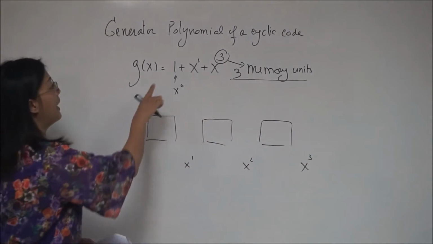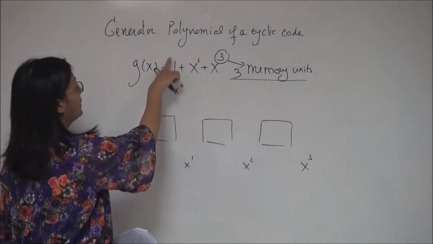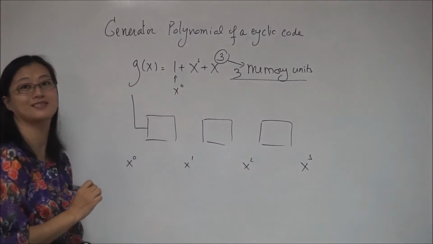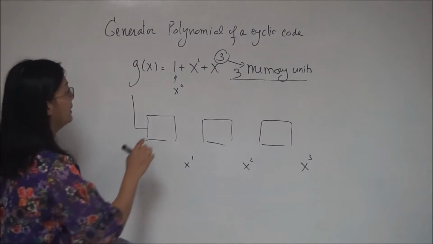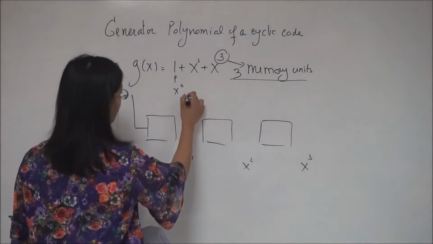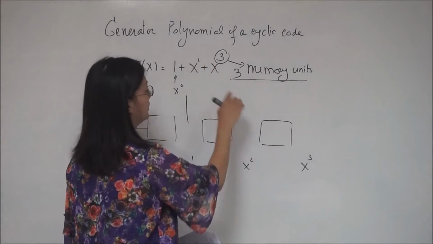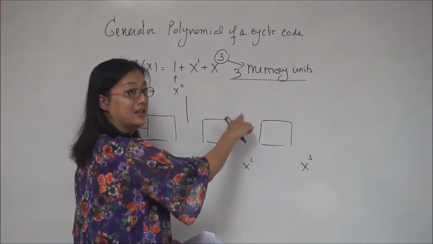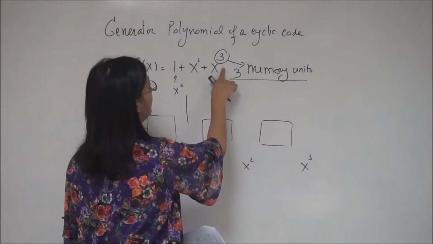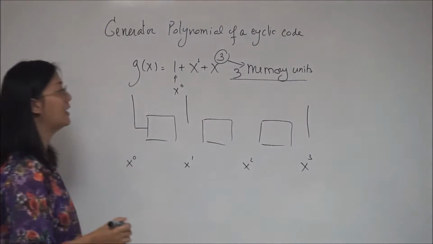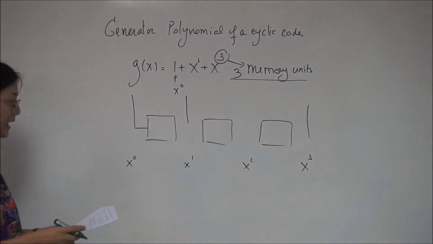If you have the number 1 here, you have to have a line here in the circuit. And if you have x to the 1, you have another line here. X squared, you don't have the term, so you don't have this line. So no line here. And you have x cubed, so you have this term, so you must have a line here.